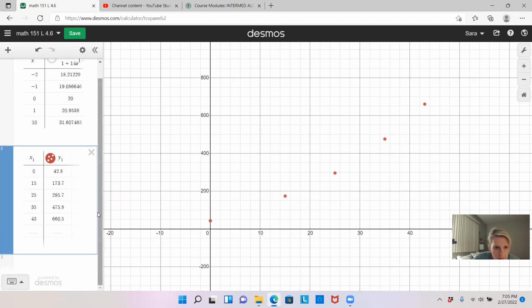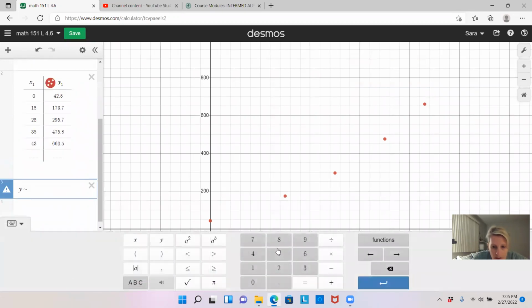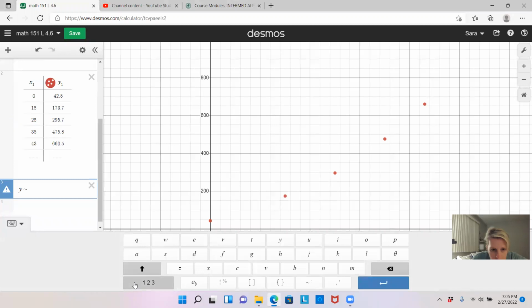And then to do exponential modeling, you're going to type in y tilde instead of y equals, because you want it to model this. You're going to use the tilde sign, which is up to the left of your number 1 key. So shift and the tilde sign. You can also find it on your keyboard. If you go to your keyboard, your tilde symbol is right where my mouse is.